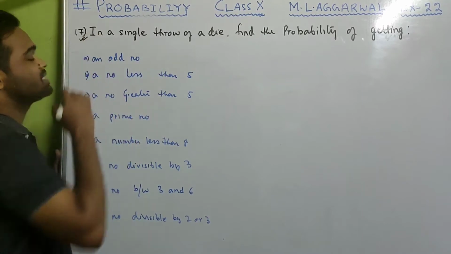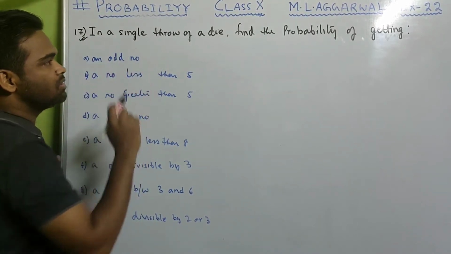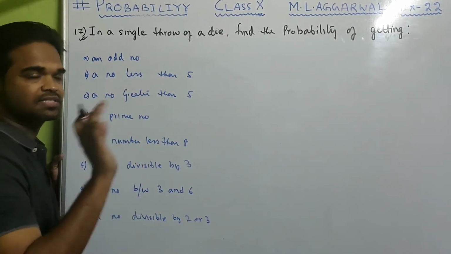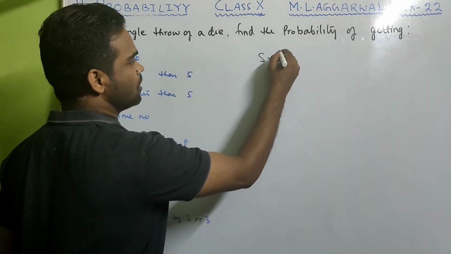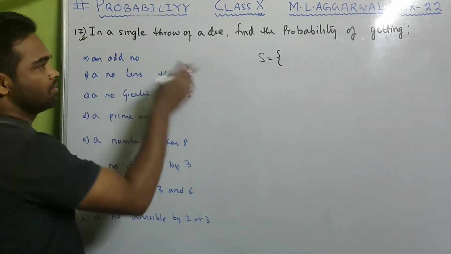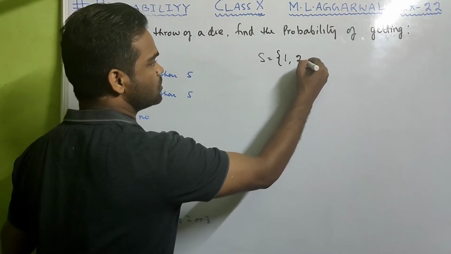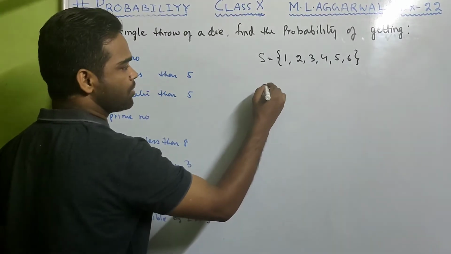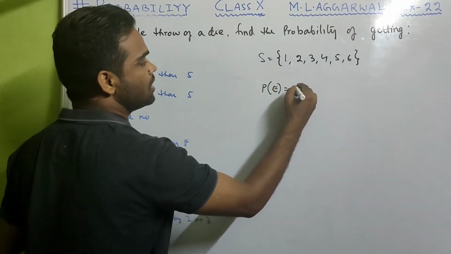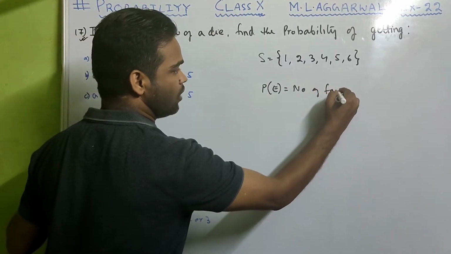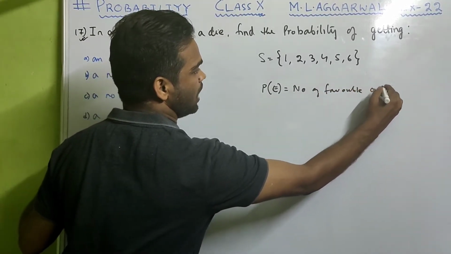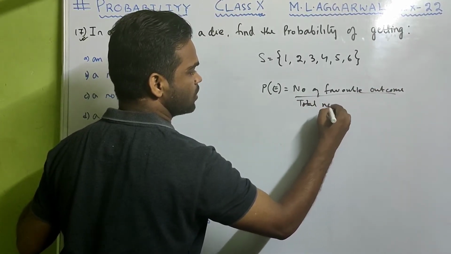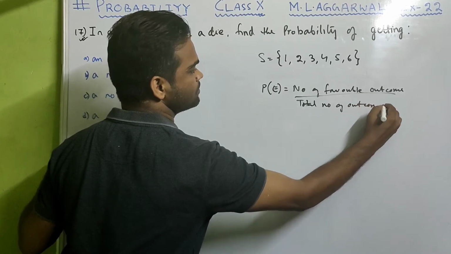Let's get started with sum number 17, probability. In a single throw of a die, find the probability of getting all these things. First thing, get the sample space. The sample space of this experiment will be, when you throw a die, you can get 1, 2, 3, 4, 5, 6. And we already know that probability of an event is number of favorable outcomes by total number of outcomes.